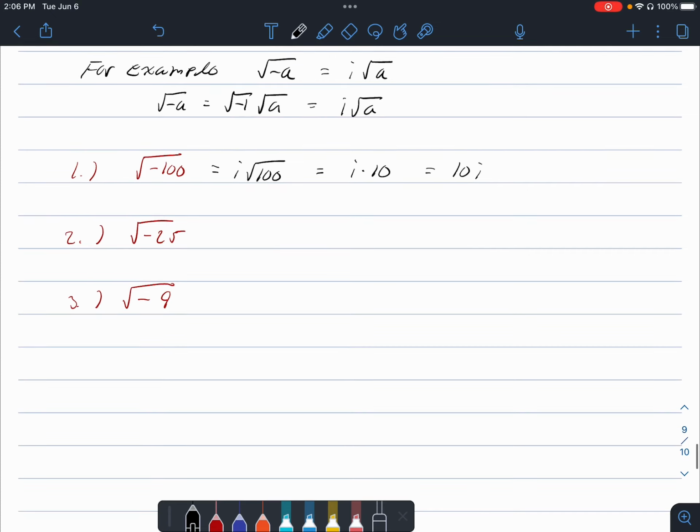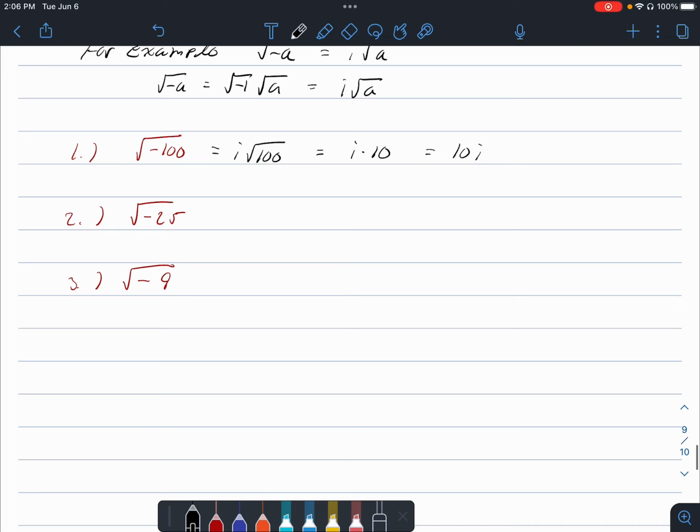So taking a look at the next example, we have the square root of -25. This is the same thing as i times the square root of 25. And we know the square root of 25 is 5. So this is really i times 5. But again, we like to write this as 5i rather than i times 5.